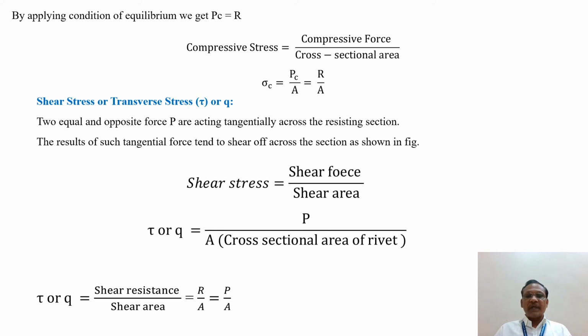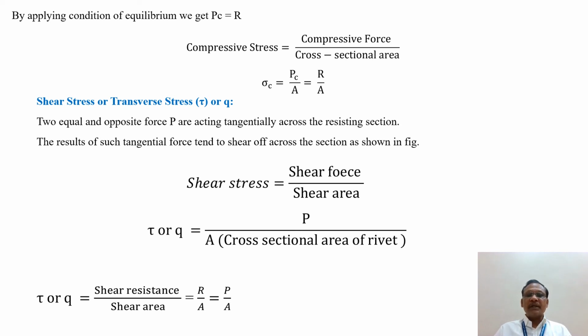Then the third type of stress is the shear stress, also known as transverse stress, and it is denoted by the letter tau or Q. Two equal and opposite forces are acting tangentially across the resisting section. The result of such a tangential force tends to shear off across the section, as shown in the figure. The figure is shown on the next slide.